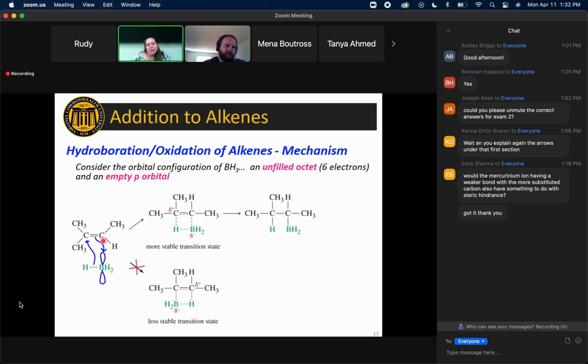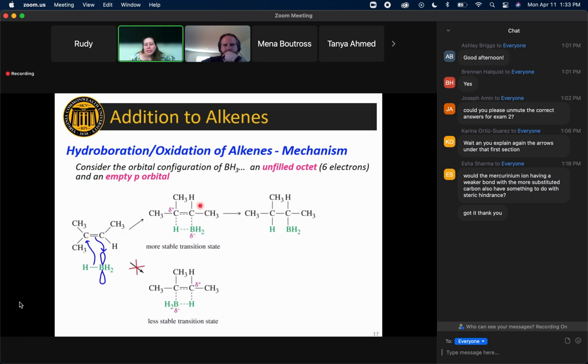Those pi bond electrons are going to reach out and form a new bond with the empty p orbital on boron. At the same time, you can imagine that's going to leave behind a little bit of a positive charge on whatever carbon's not involved in making that bond. And so that induces the boron-hydrogen sigma electrons of one of the boron-hydrogen bonds to reach over and form a new bond with that left out carbon.